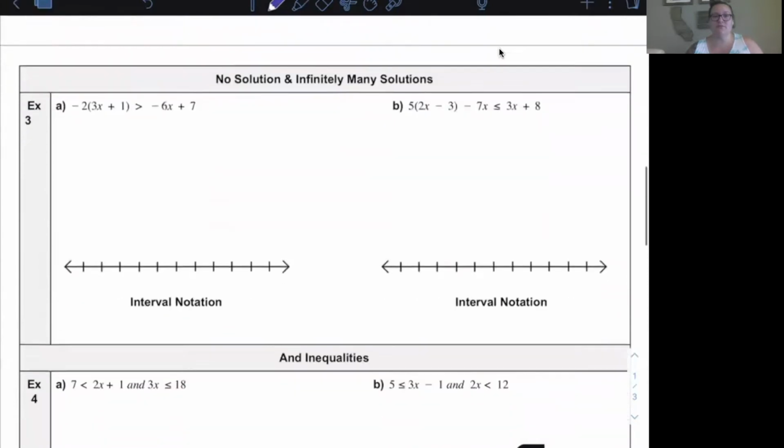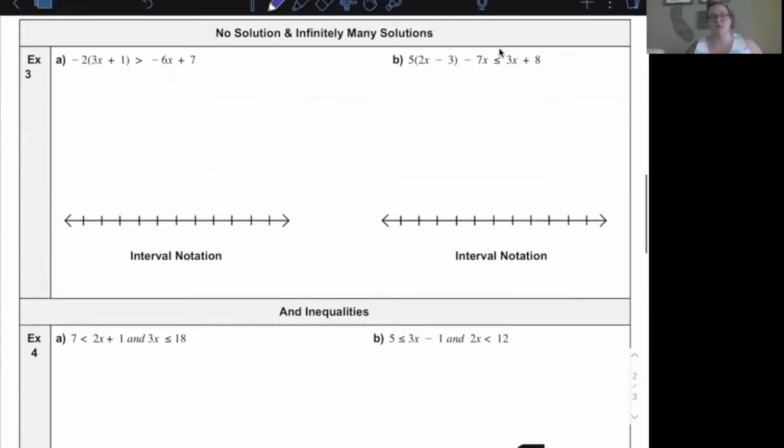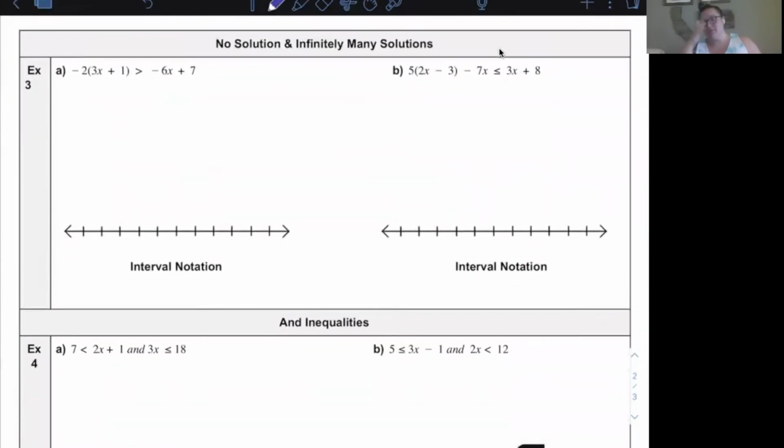So let's move on to example 3. In example 3, parts A and B, some interesting things happen with these inequalities. I'm going to walk you through example A, and then I want you to give example B a shot on your own. So for example A, I'm going to go ahead and distribute this -2. I'm going to get -6x minus 2 is greater than -6x plus 7.